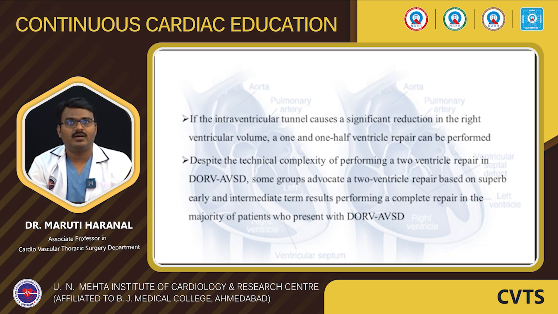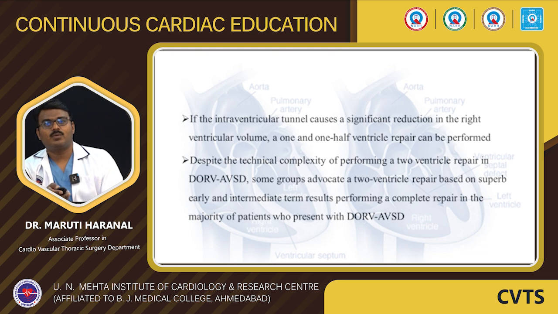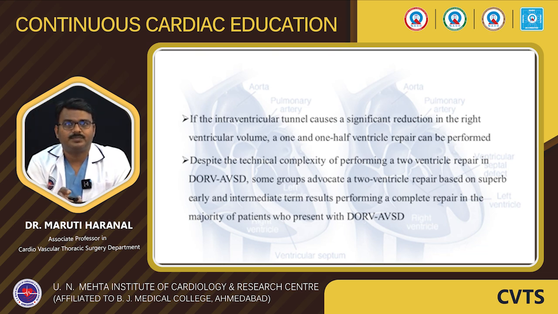If the intraventricular tunnel causes a significant reduction in the right ventricular volume, 1.5 ventricle repair is done. Despite the technical complexity of performing a 2 ventricle repair in DORV-AVCD, some groups advocate a 2 ventricular repair based on superb early and intermediate term results, performing a complete repair in the majority of the patients who present with DORV and AVCD.